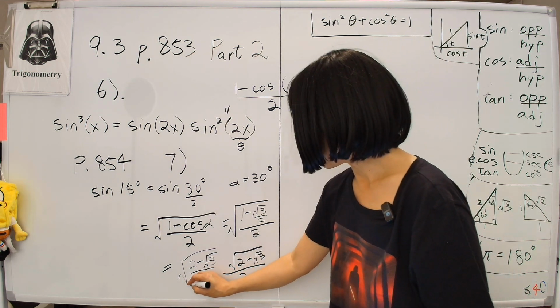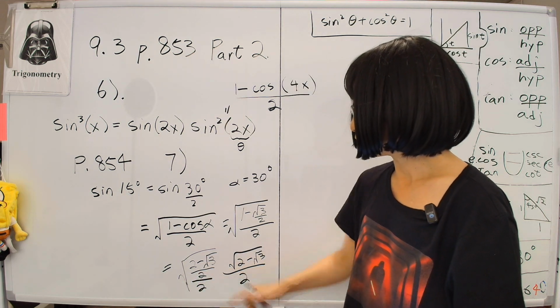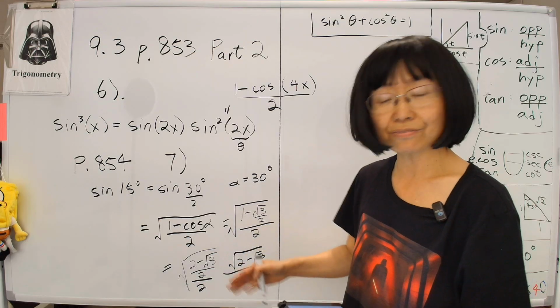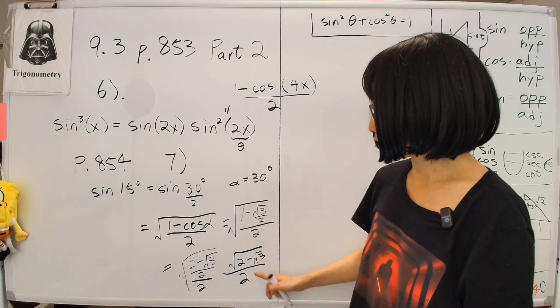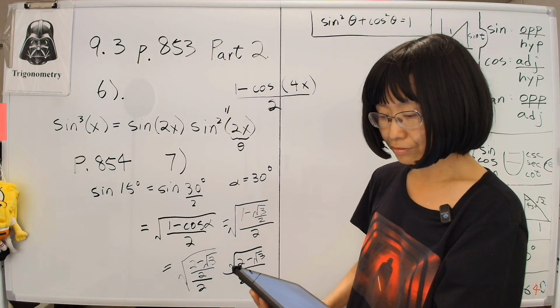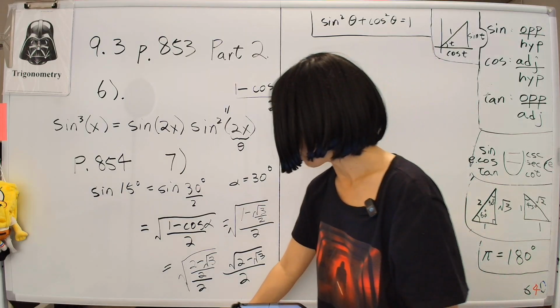And this radical sign covers the whole thing. You divide by 2 and divide by 2 again. It's the same as dividing by 4, and we can take it out of the radical sign. It becomes 2, and that's where this answer comes from.